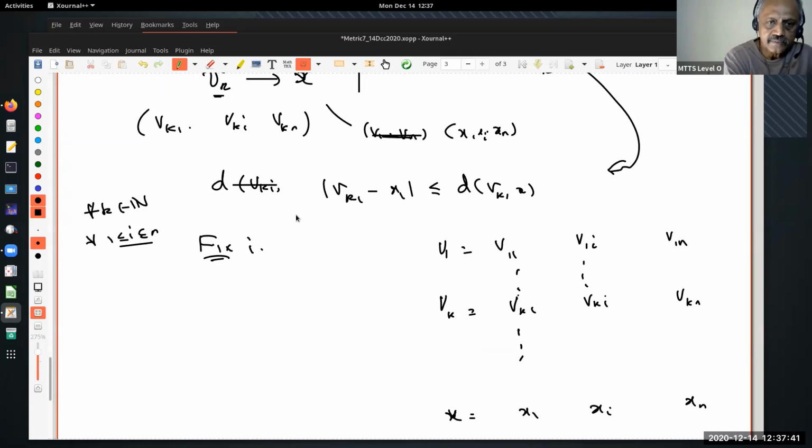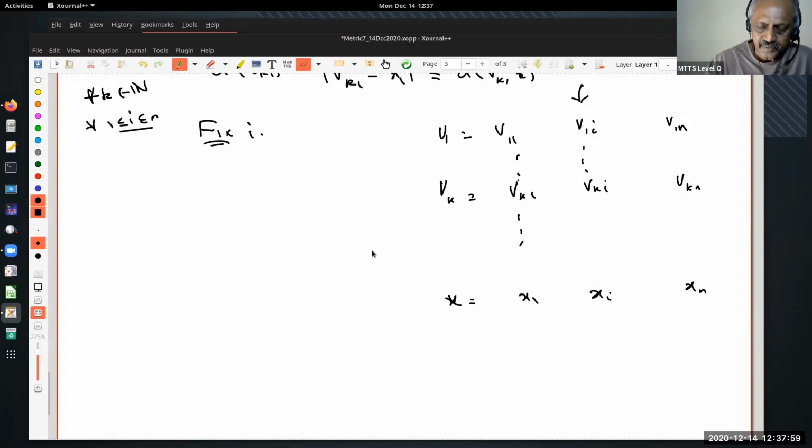Now what did we find? If vk converges to x, this distance goes to 0. That means mod vki minus xi should also go to 0. Do you understand? That means this sequence of ith coordinates converges to the ith coordinate of x. Do you understand this? Okay.